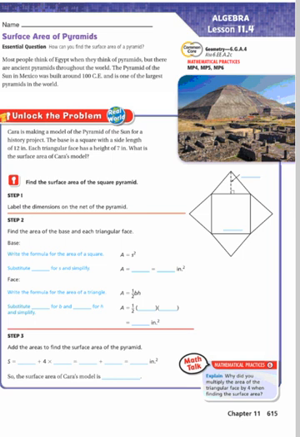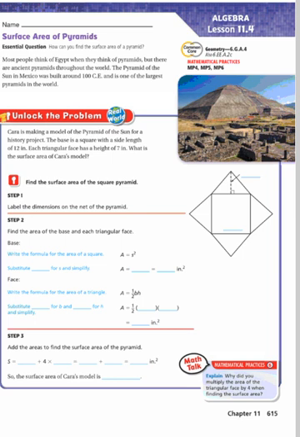Unlock the problem. Kara is making a model of the Pyramid of the Sun for a history project. The base is a square with a side length of 12 inches. Each triangular face has a height of 7 inches. What is the surface area of Kara's model?